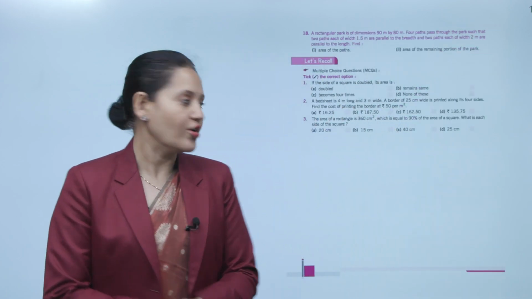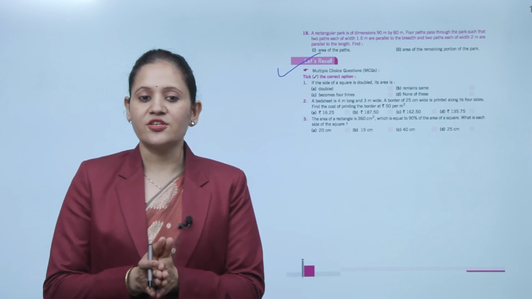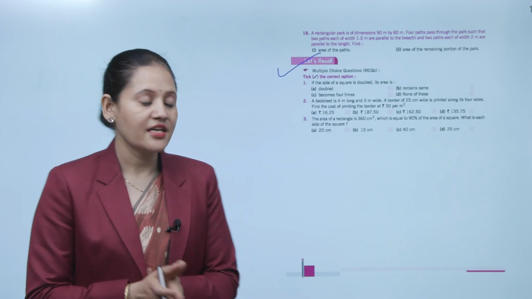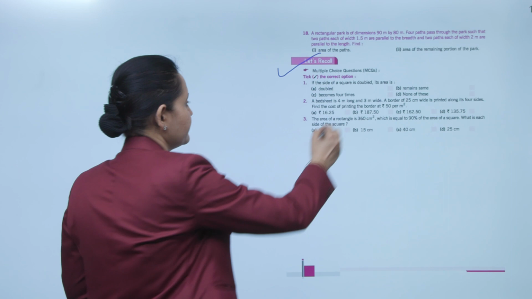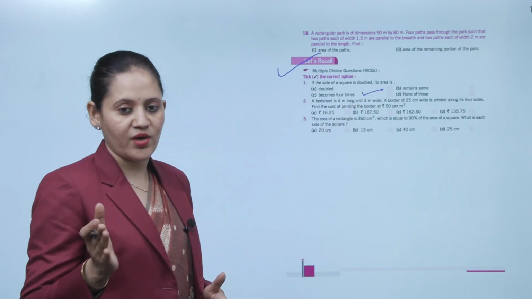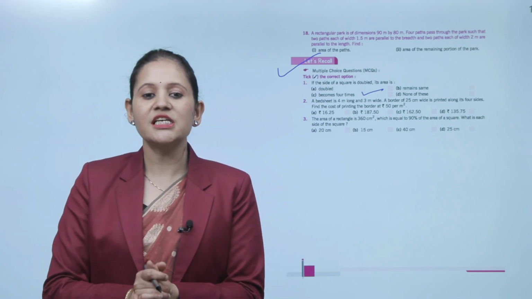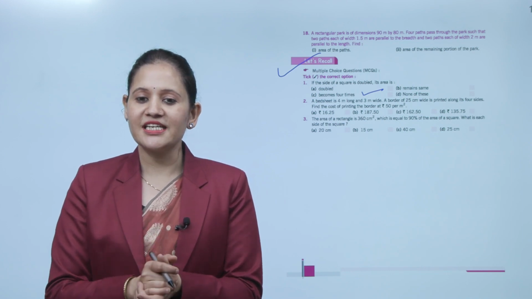Next is, let's recall. Take the correct option. If the side of a square is doubled, its area becomes 4 times, because area is equal to side square. So if we double the side, what will the area become? That will become 4 times. C is the correct option here. So here we end the chapter. I hope you understand it well. Now you need to practice it.